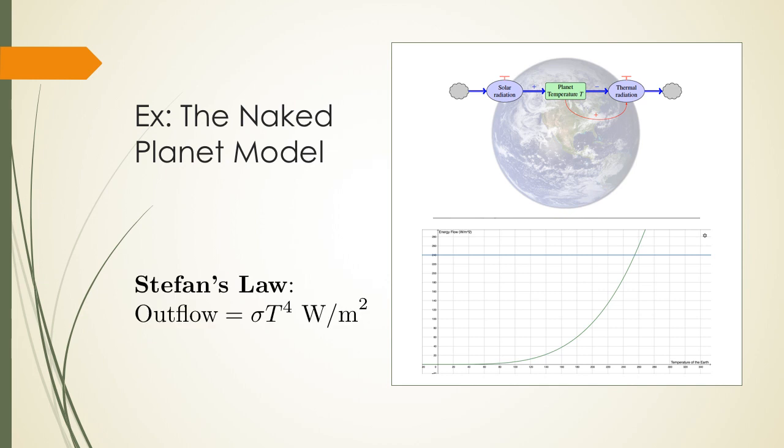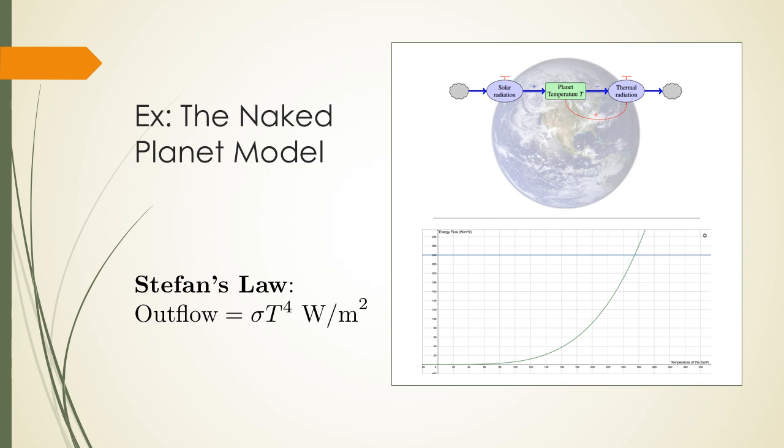On the bottom, you see a graph of the inflow and outflow for this system. The inflow in blue is constant. Recall that Stefan's law predicts that the outflow is dependent on the temperature of the surface. This determines the green curve for outflow on the graph. We know that an equilibrium occurs when inflow equals outflow. We can see from the graph that this happens when T equals 255.